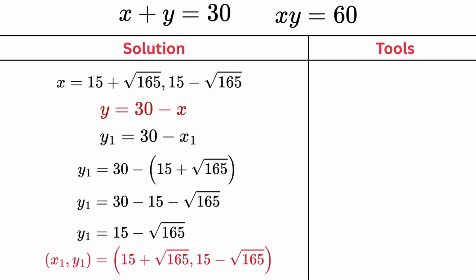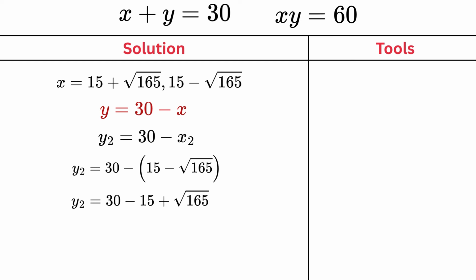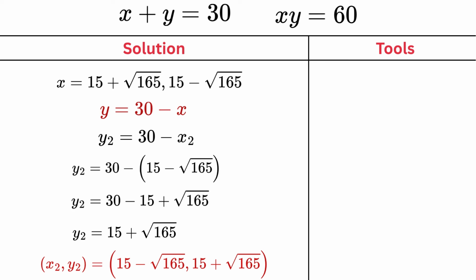Now for the second solution, y2 is equal to 30 minus x2, where x2 is 15 minus square root of 165. So 30 minus bracket 15 minus square root of 165 becomes 30 minus 15 plus square root of 165, which is 15 plus square root of 165. So the second solution, x2, y2, is 15 minus square root of 165, 15 plus square root of 165.